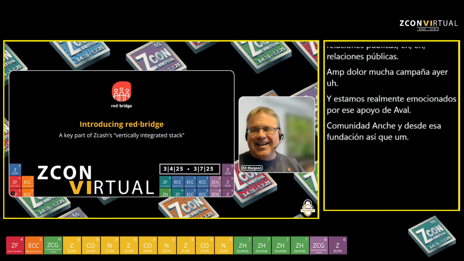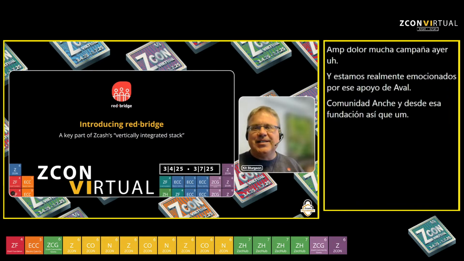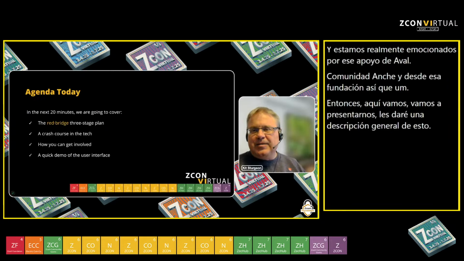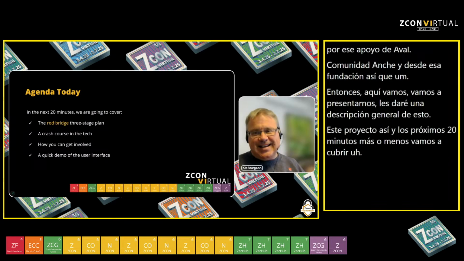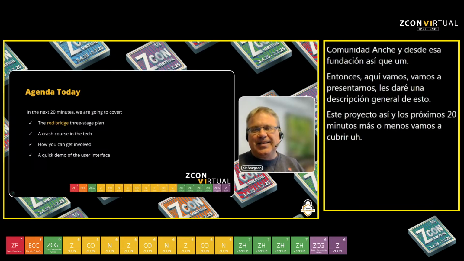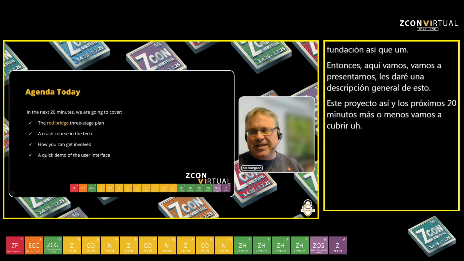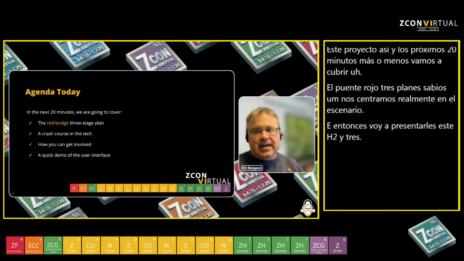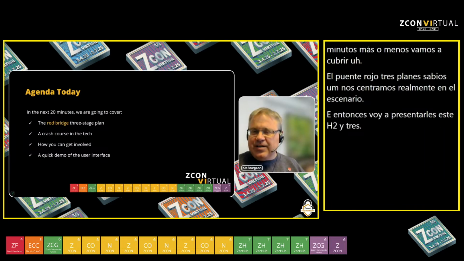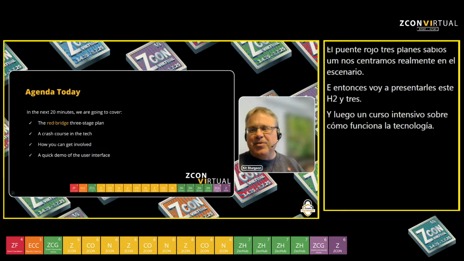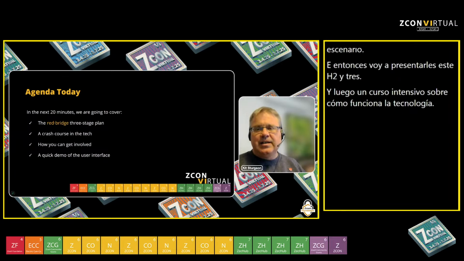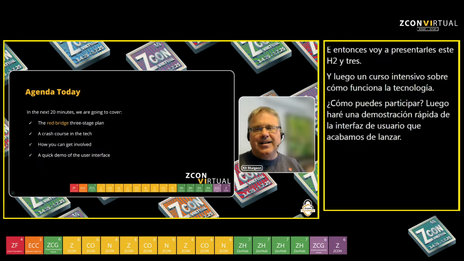So here we go. I'm going to give you an overview of this project. In the next 20 minutes or so, we're going to cover the RedBridge 3-stage plan. We've focused really on stage 1, so I'm going to introduce you to stage 2 and 3. And then a crash course in how the tech works, how you can get involved, and then I'll do a quick demo of the user interface, which we just released last week and would love feedback on.